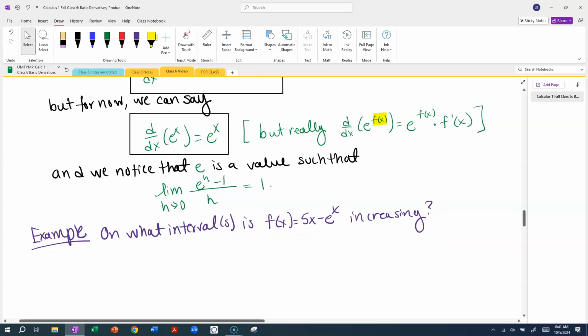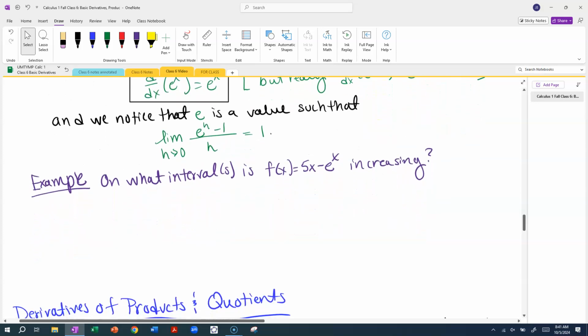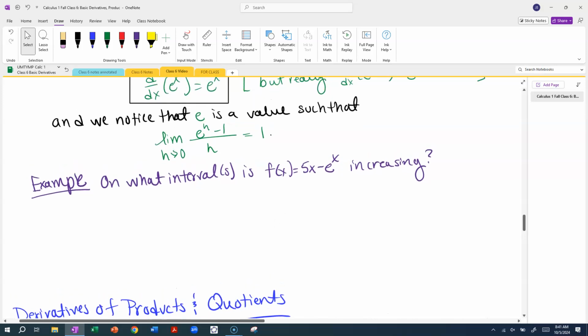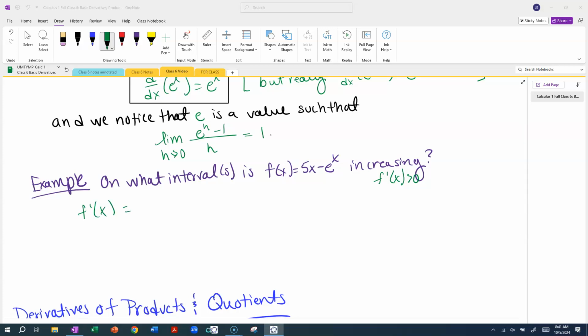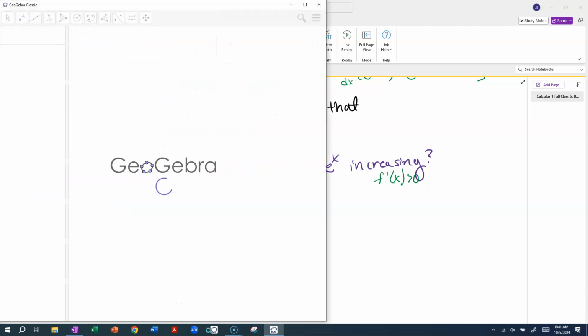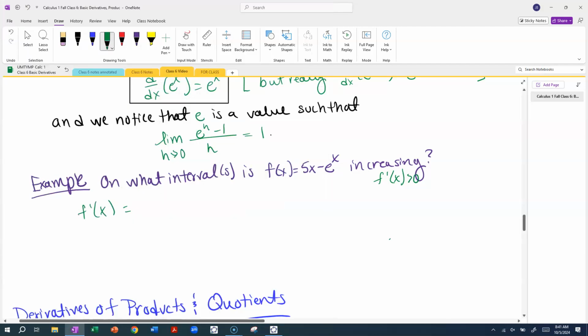More to the point though, how do we use this information? Well, we've got to do some derivatives. We want to figure out on what intervals this function is increasing. Increasing means that the derivative is positive, so I need to find the derivative. Differentiating this, 5x's derivative is just 5, and then minus, the derivative of e to the x is e to the x. So this has to be greater than 0.